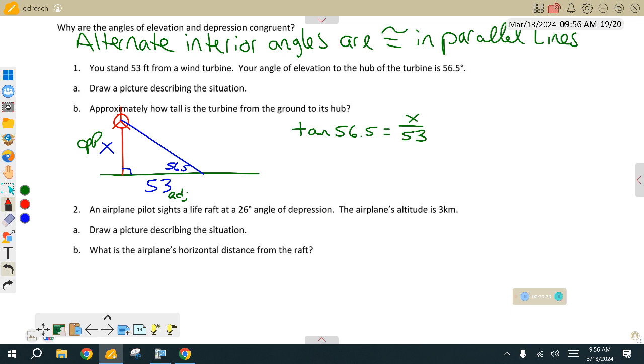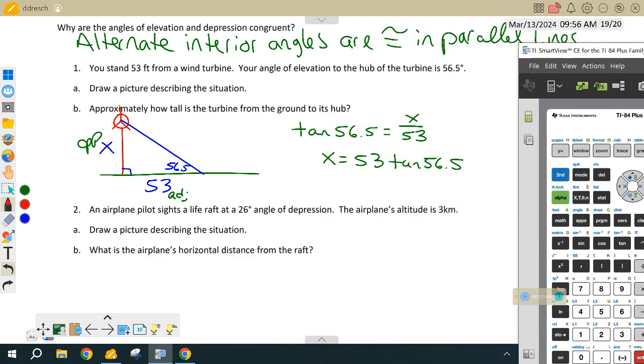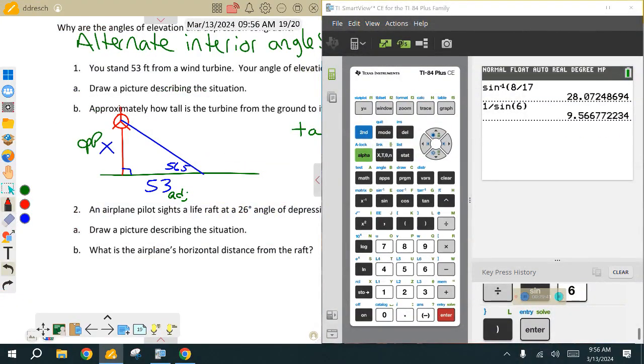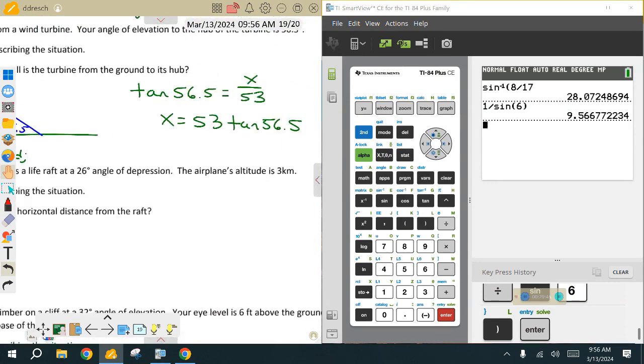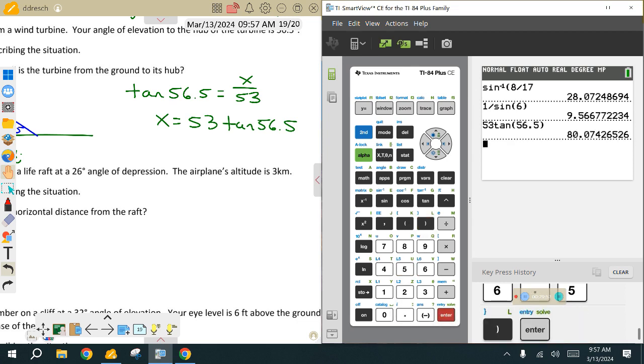We've done all this stuff now. It should be old school at this point. X is going to be what? 53 times the tangent of 56.5. Let's go to our calculator. Now in this instance here, once we plug it into our calculator, is a nearest tenth really going to make a difference? Probably not. So in this case, 80.1 I'd be fine with.